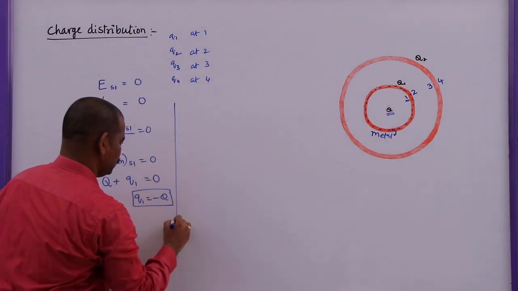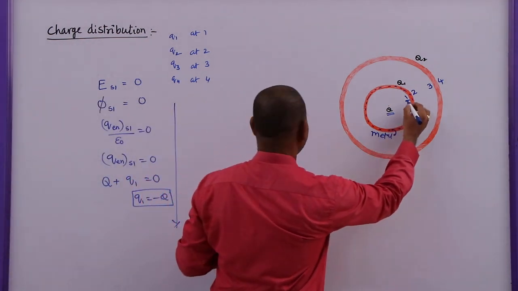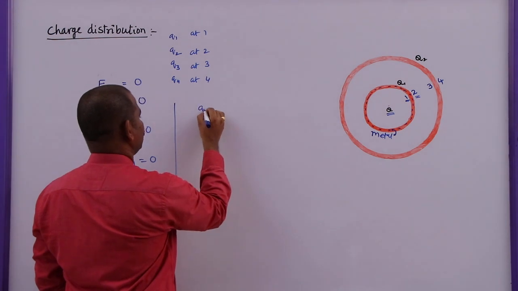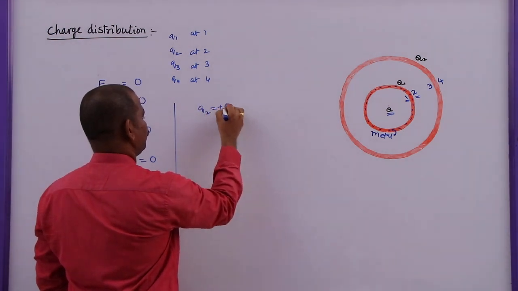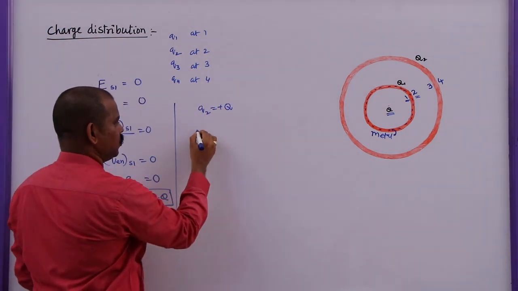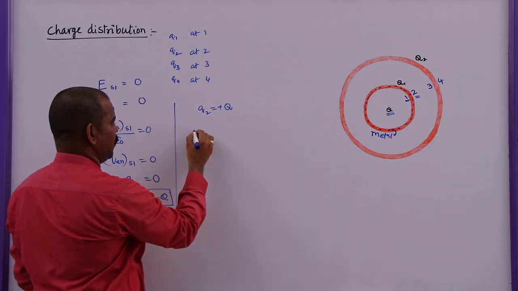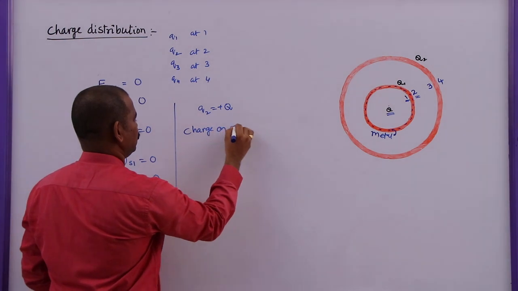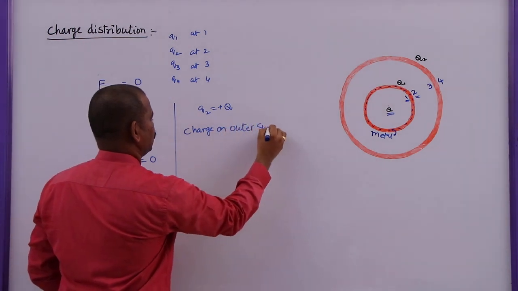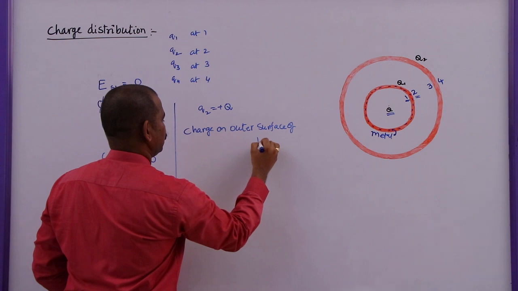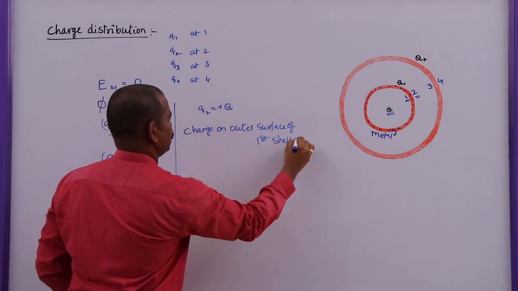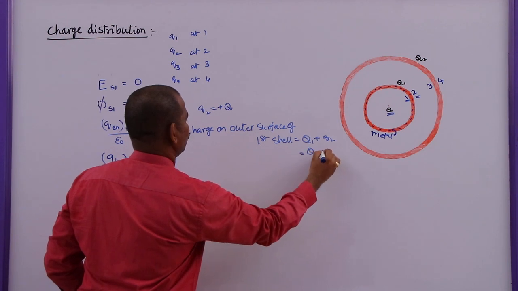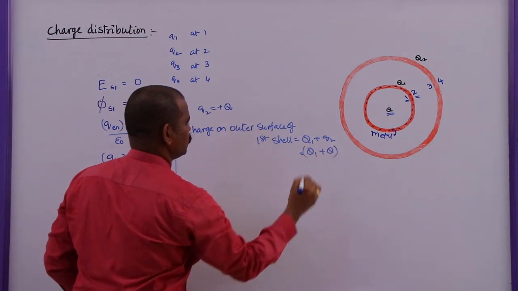Now, if the charge induced here is minus Q, the charge induced on the outer surface, Q2, will be plus Q. So what is the total charge on the outer surface of the first shell? The charge on the outer surface of the first shell is equal to Q1 plus Q2. This is Q1 plus Q. This is the total charge.